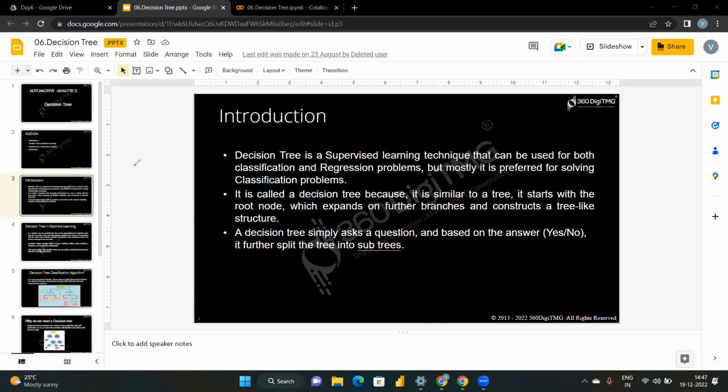So the goal of this decision tree is to create a model that predicts the value of a target variable by learning simple decision rules inferred from the data features. Basically, guys, the goal of a decision tree is to create a model that predicts the value of a target variable by learning simple decision rules inferred from the data features.